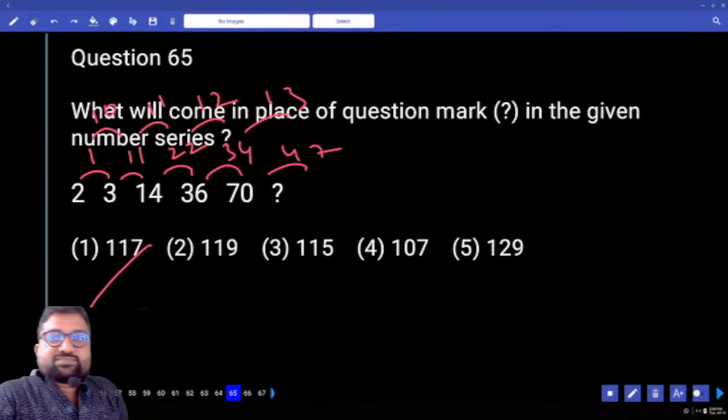Is this clear? Yes or no? Any doubts in this paper? Did you all understand? Thank you.